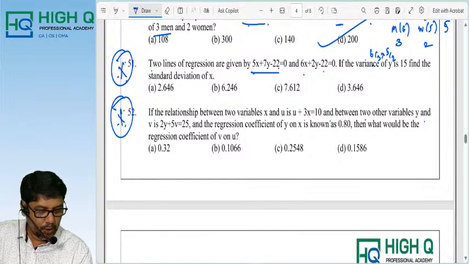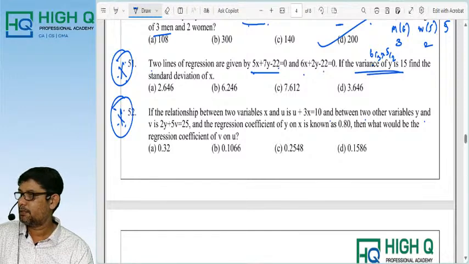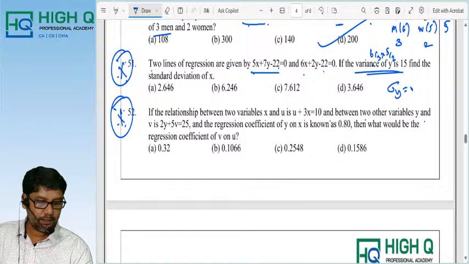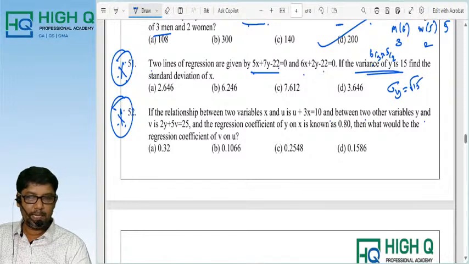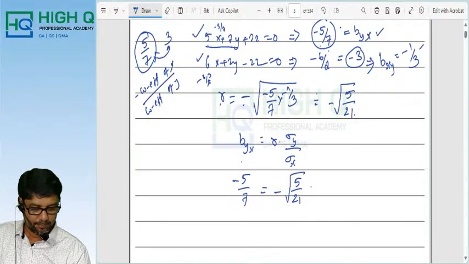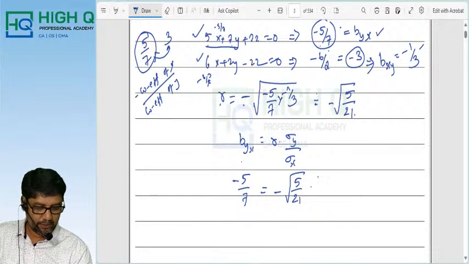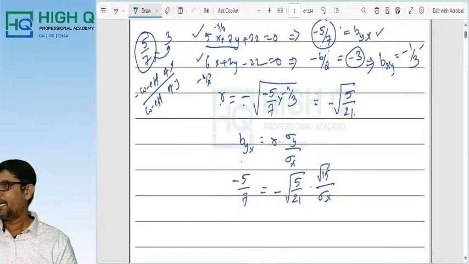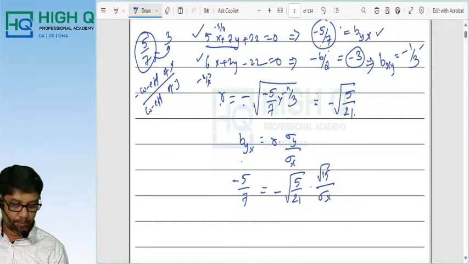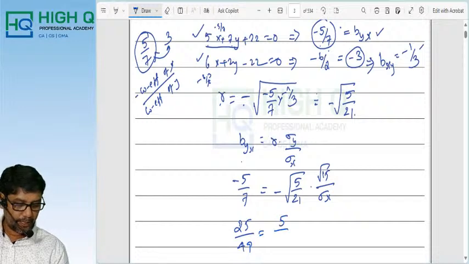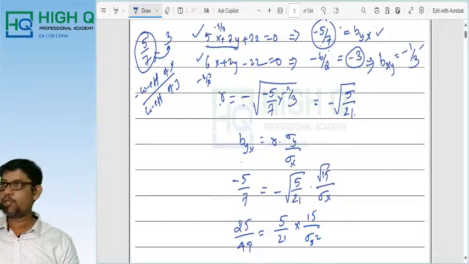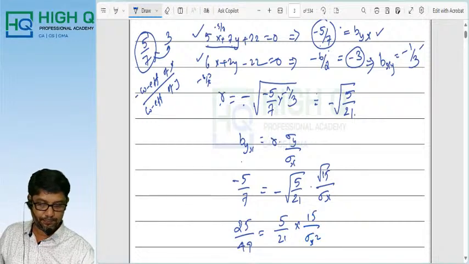Okay, variance of y is 15. So what is standard deviation of y? Root 15. Hey MRP, are you there or not? So standard deviation is root 15 divided by standard deviation of x. Am I right? Everywhere square root is there, so square it on both sides. 25 by 49, 5 by 21. What is it? 15 by standard deviation of x the whole square, which is variance of x.